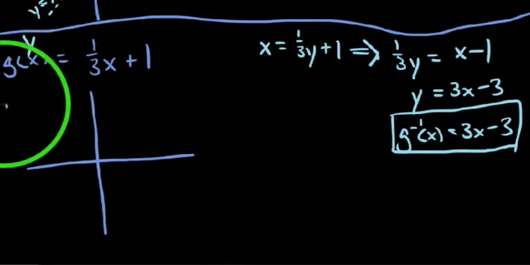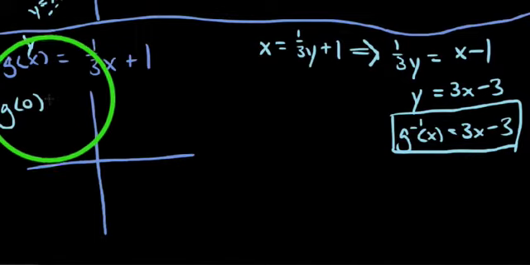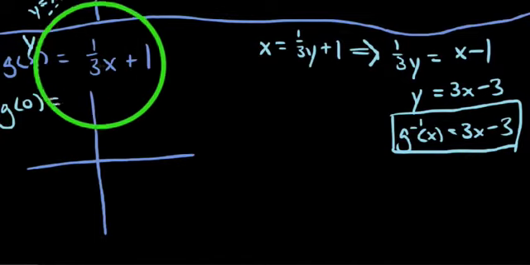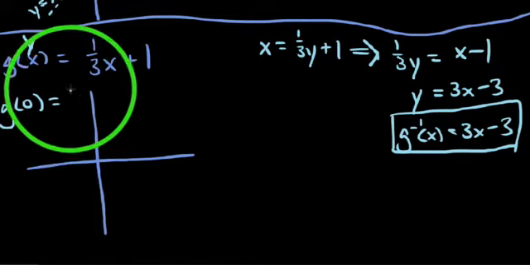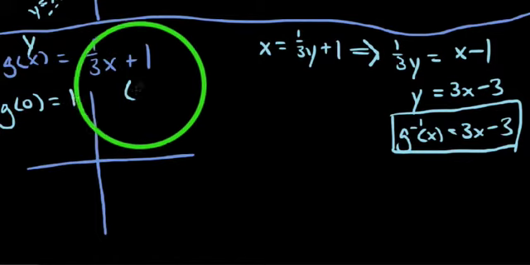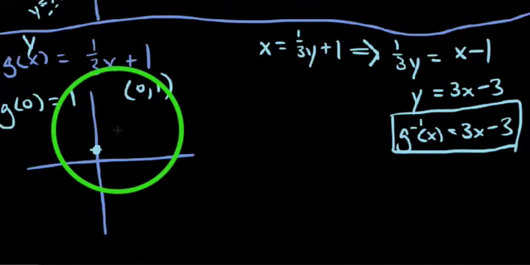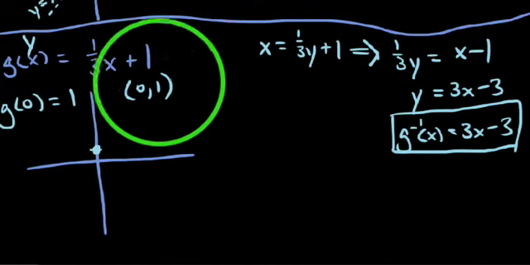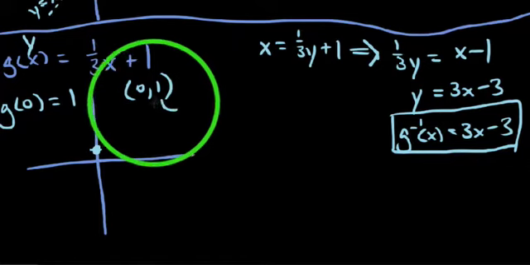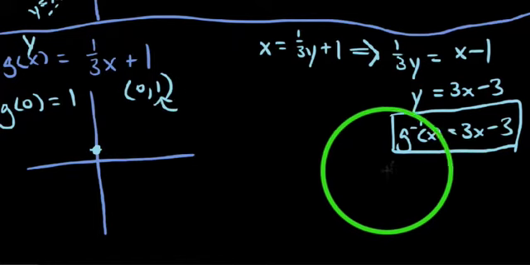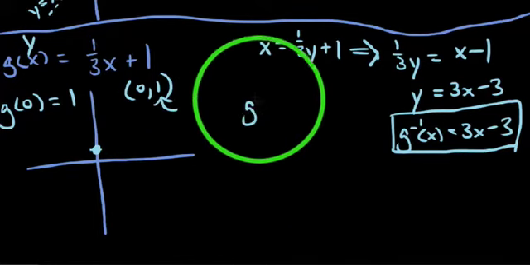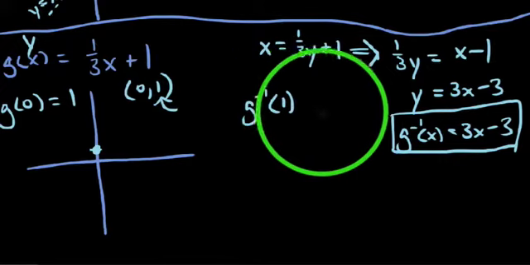So let's say we plugged in, say, g of 0. Okay, g of 0 in this case, 1/3 times 0 is 0 plus 1 is 1. So we see the original 0 goes to 1, and of course that's our y-intercept of the first graph. We'll graph it in GeoGebra here in a second, but what if we took this original output of this function, we plugged it into g inverse, okay? So now we say, okay, so g inverse of 1.